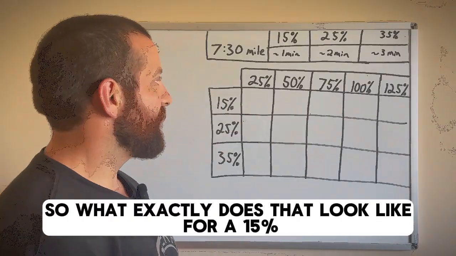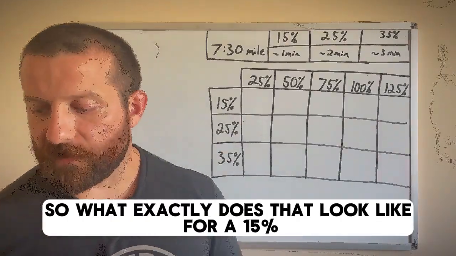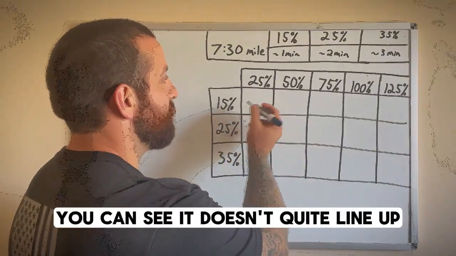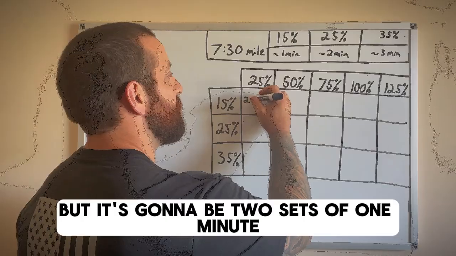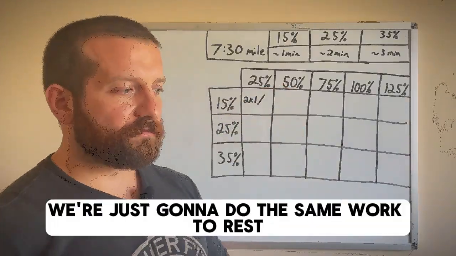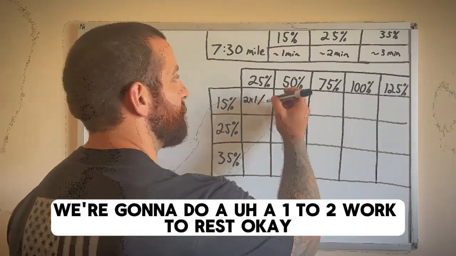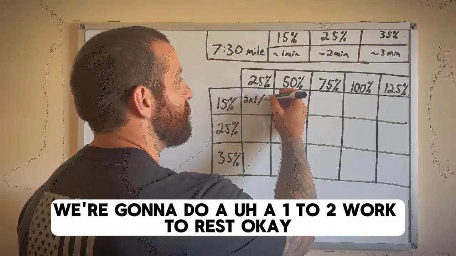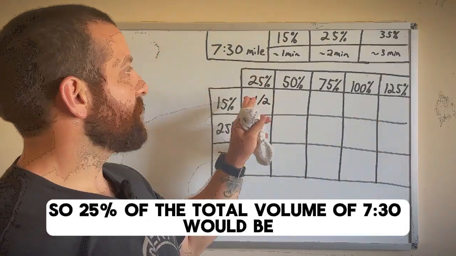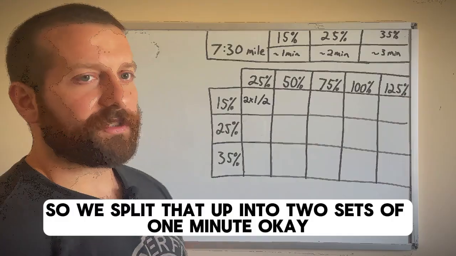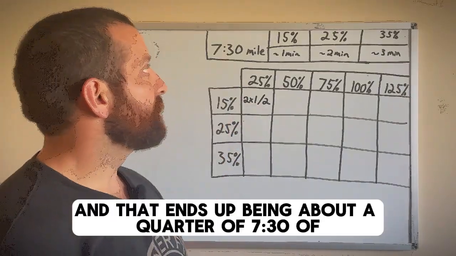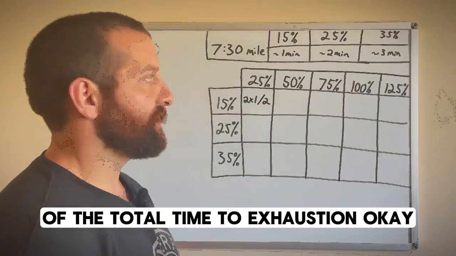So what exactly does that look like for a 15%? And it's going to be about, you can see it doesn't quite line up, but it's going to be 2 sets of 1 minute. And for all of these, we're just going to do the same work to rest. We're going to do a 1 to 2 work to rest. Okay, so 25% of the total volume of 7:30 would be 2 minutes. So we split that up into 2 sets of 1 minute. Okay, and that ends up being about a quarter of 7:30. Of the total time to exhaustion.